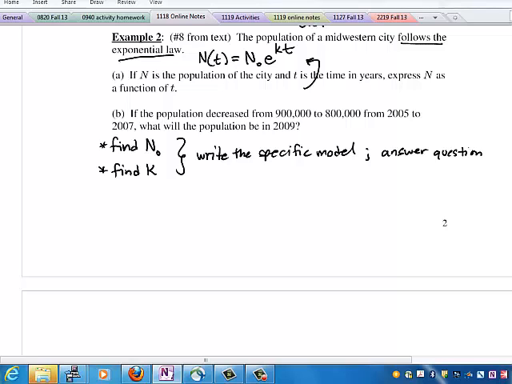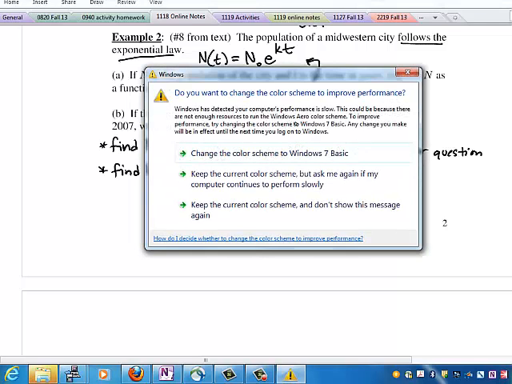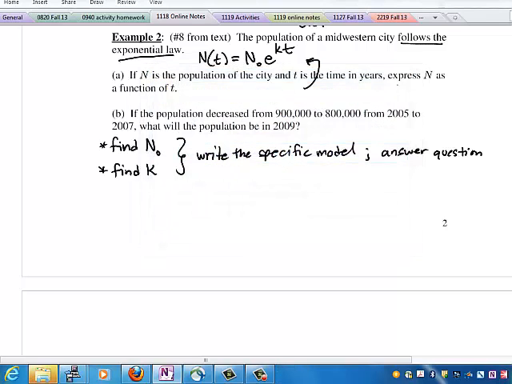So it's kind of just like if we knew this were linear, we would want to find the slope, and then we'd want to find the y-intercept, and then we'd answer a question. Here the pieces we need to fill in are the initial, the rate of growth, and then we'll answer the question. So this is saying the population decreased from 900,000 to 800,000 between 2005 and 2007. So this is going to be a negative k value when we're done.